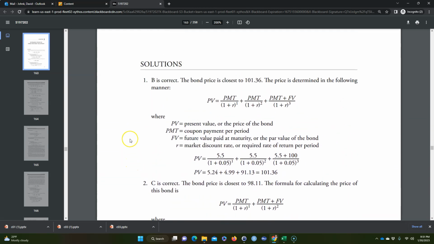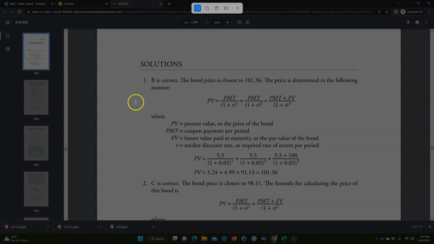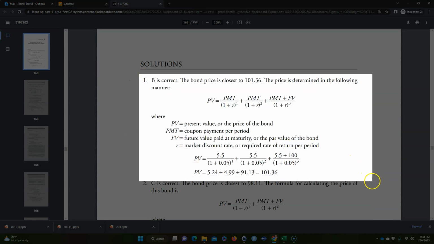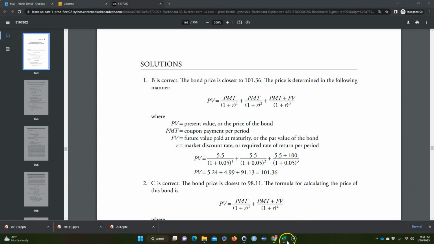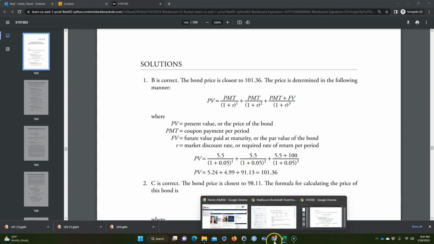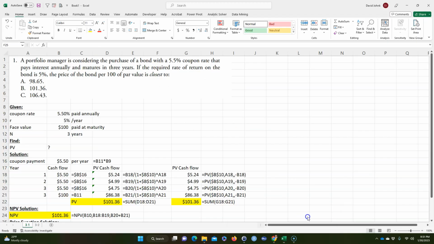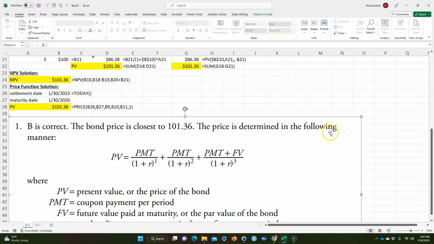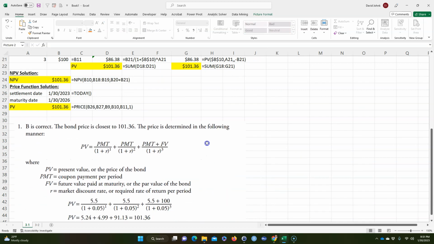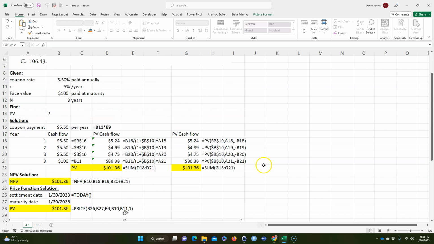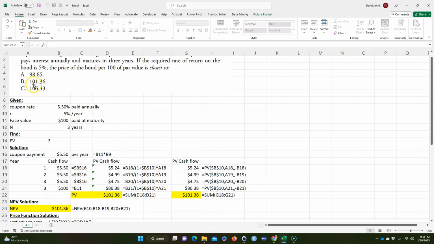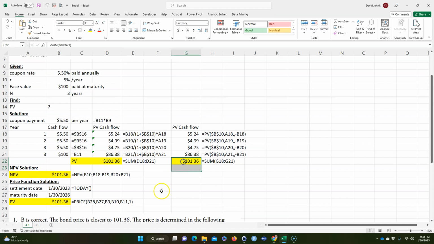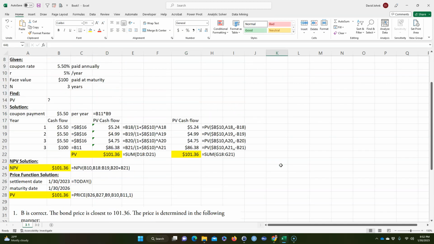So what you might want to do, so when the exam comes up, you just take the solution and paste it right in here, just so you have it for your own reference. And so we know that the answer is 101.36, and we have it, all 4 of those, so we know we got it right.